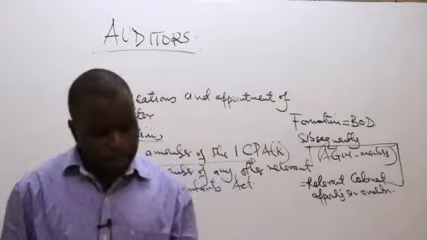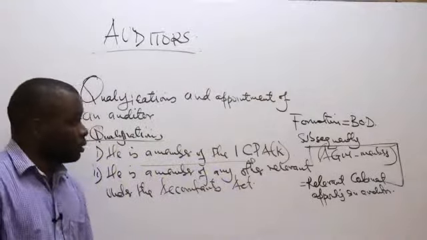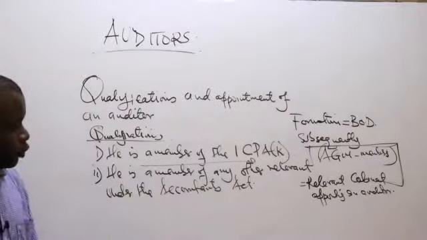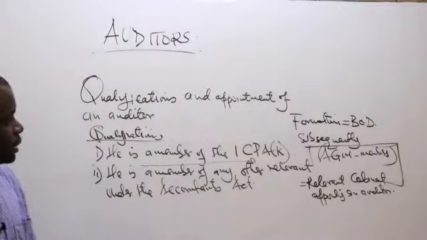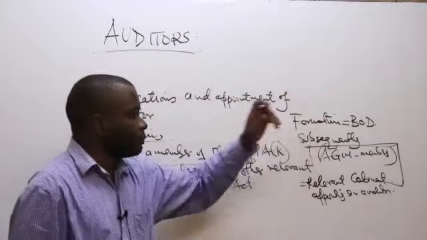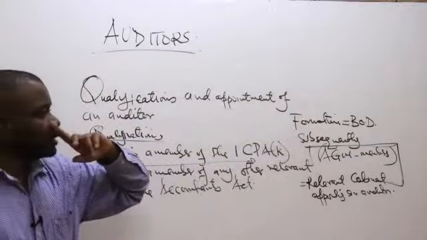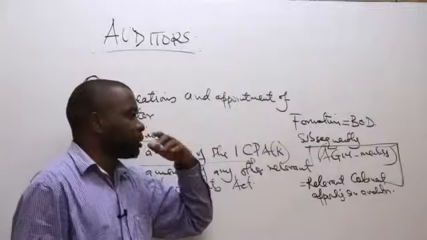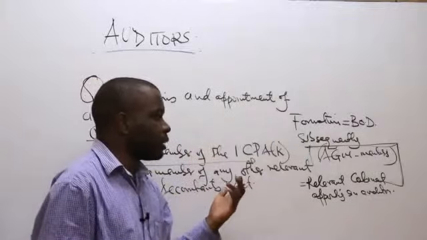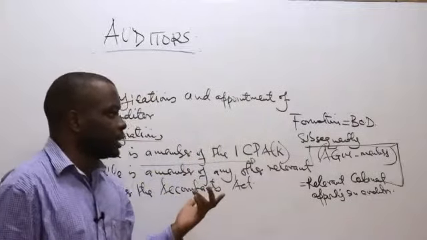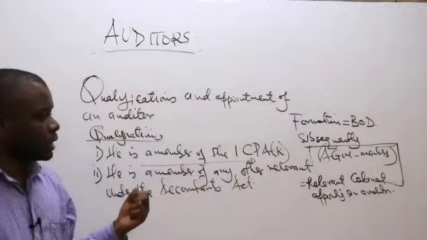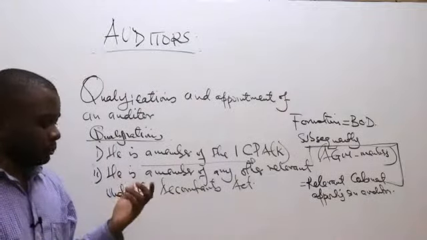Then, of course, we've said the first auditors of the company will likely be appointed by the board of directors. These auditors will likely serve until the next AGM. Subsequently, at each and every AGM, the members will appoint the auditor of the company.